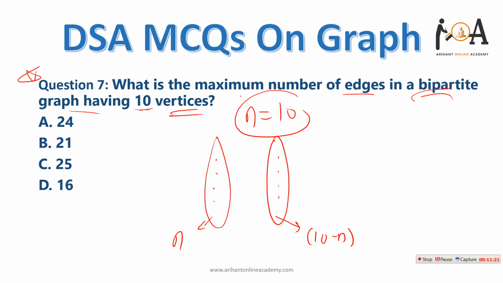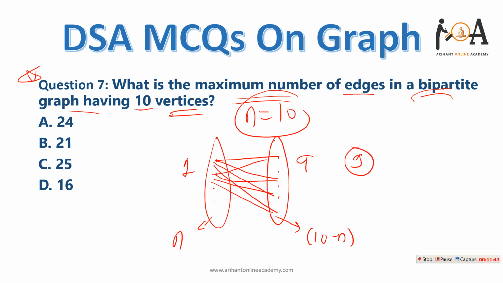So what is the maximum number of edges? Maximum number of edges means I need to match every vertex with every vertex in the other set. So just make different combinations. If I have one vertex here, then 9 would be there, so 9 into 1, I will only have 9 edges. If I have 2 here and 8 here, then 16 edges. If 3 here and 7 here, 21. If 4 vertices here and 6 here, then 24 edges. But if I have 5 and 5, then 25 edges.